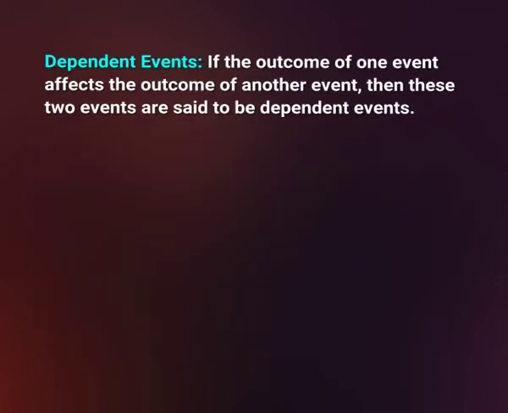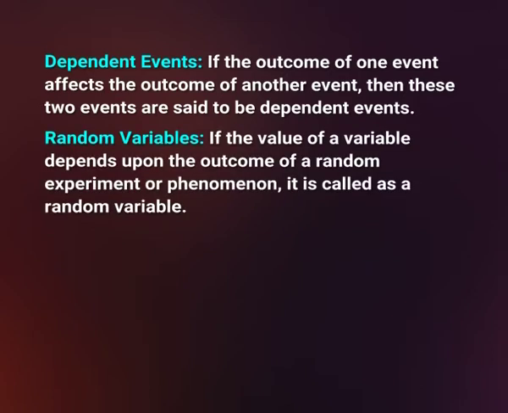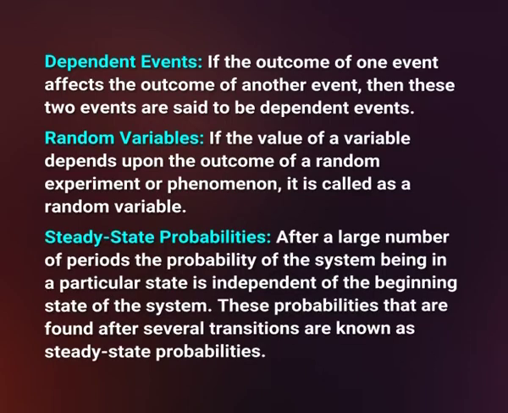Dependent events. If the outcome of one event affects the outcome of another event, then these two events are said to be dependent events. Random variables. If the value of a variable depends upon the outcome of a random experiment or phenomena, it is called a random variable. Steady state probabilities.